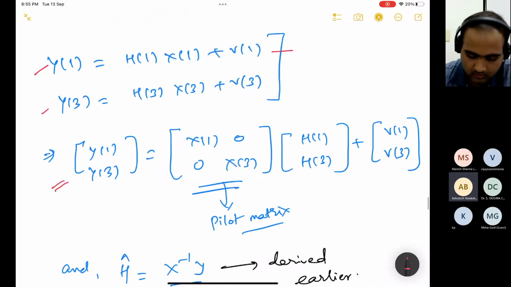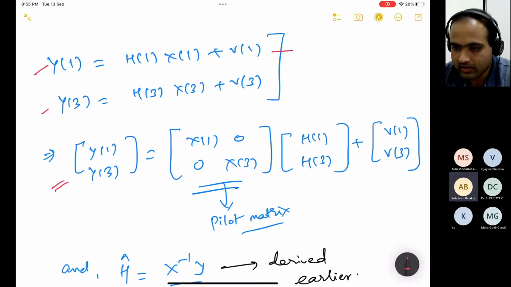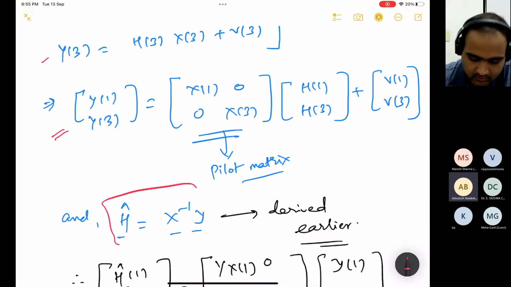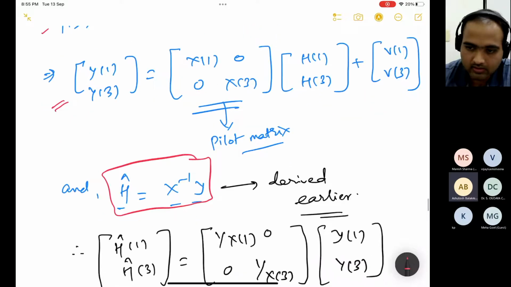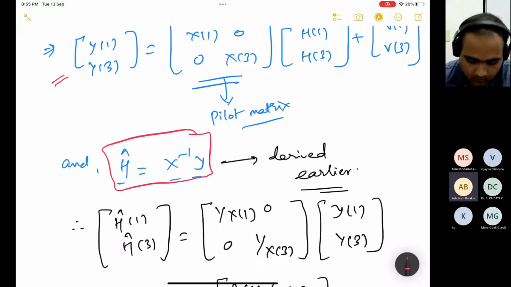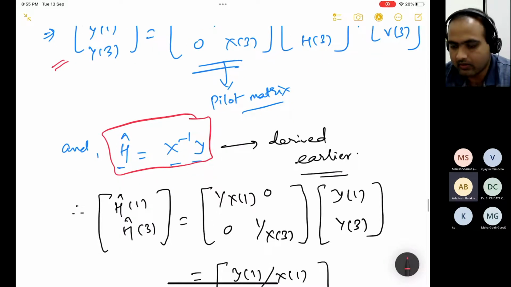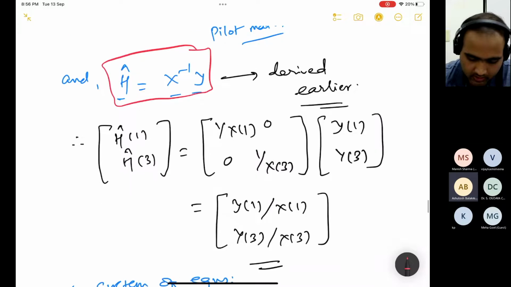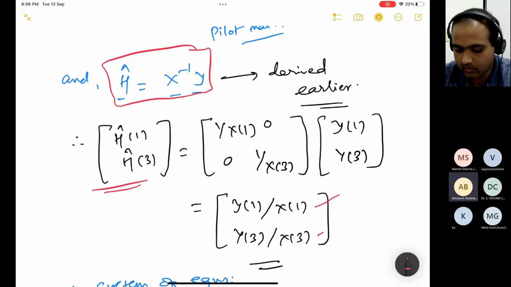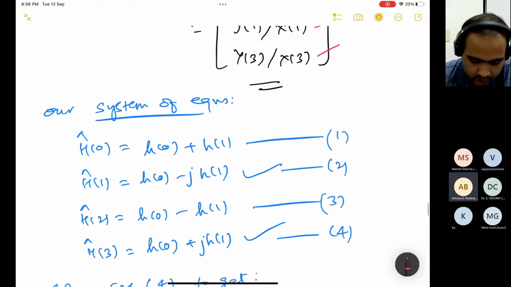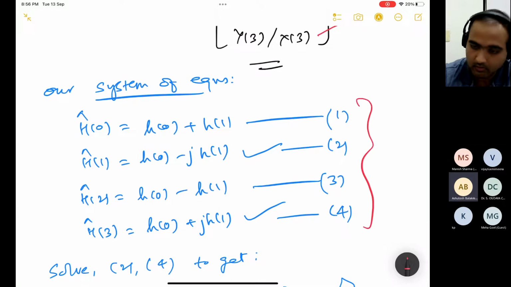So now our matrix model has significantly reduced. Earlier we were having a 4x4 pilot matrix. Now we have a 2x2 pilot matrix, right? And H hat is still X inverse Y as we saw earlier, using the invertible property which we had, right? So what we'll get is that H hat 1 and H hat 3 are Y1 over X1 and Y3 over X3, right? Now we had the system of equations which we saw above, and we use these two equations, H hat 1 and H hat 3, right?